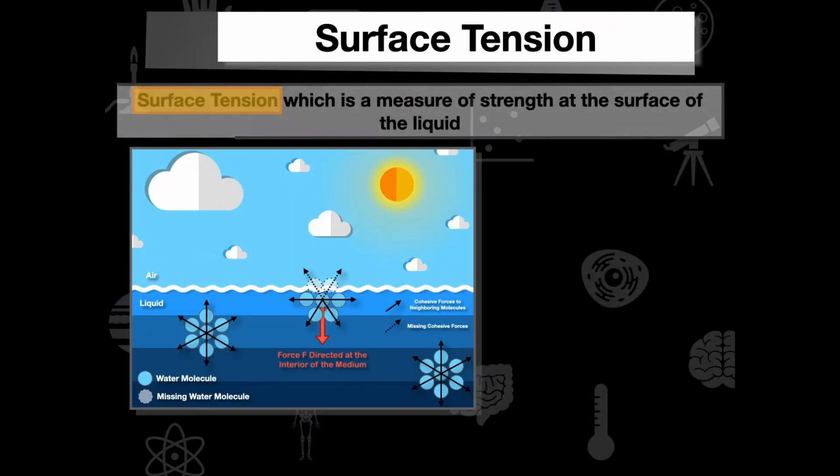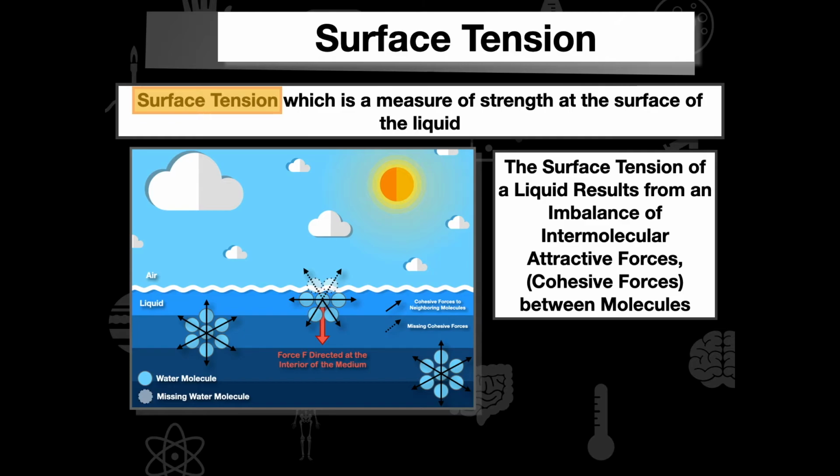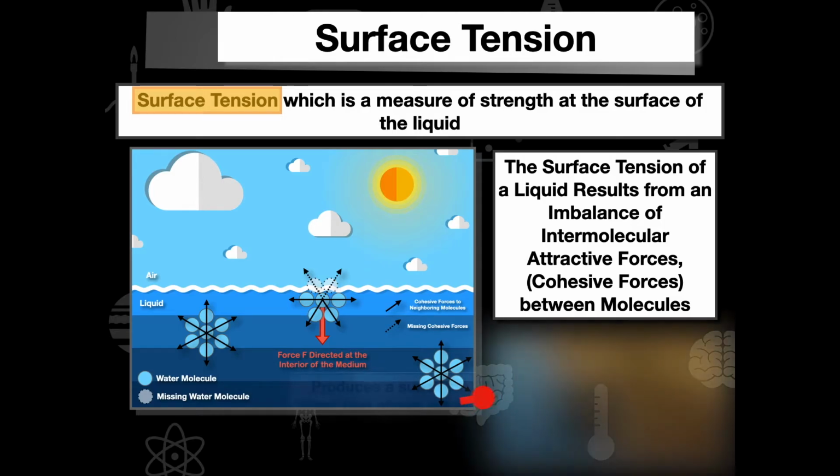So when we talk about surface tension, all it is, is a measure of the strength of a surface of a liquid. And it's really because of those missing molecules and the net direction of the force. So the surface tension of a liquid results from an imbalance of intermolecular attractive forces, cohesive forces between molecules.